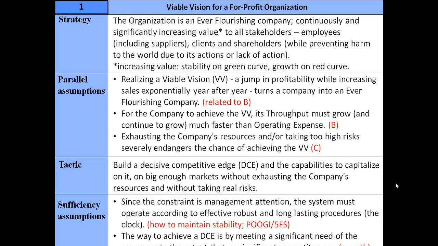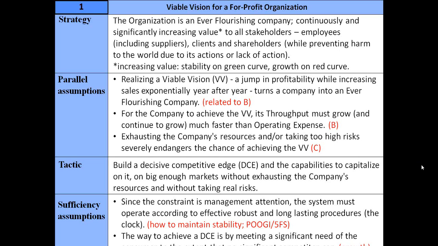Next, the parallel assumption: exhausting the company's resources and/or taking too high risk severely endangers the chance of achieving the viable vision. I can see here that the second parallel assumption was related to need B, and the third one is related to need C. What resources are we talking about? Well, one of them is cash. Many new organizations fail within the first 5 years because of a cash flow problem, which can also happen to even companies that have been around a long time. But the resource we are actually more concerned with, though cash is important, is the people. Don't exhaust your people, especially management, or take too high risks, like opening a plant for several $1-million investment when you're not sure that you can use that effectively to achieve the financial performance for the organization.